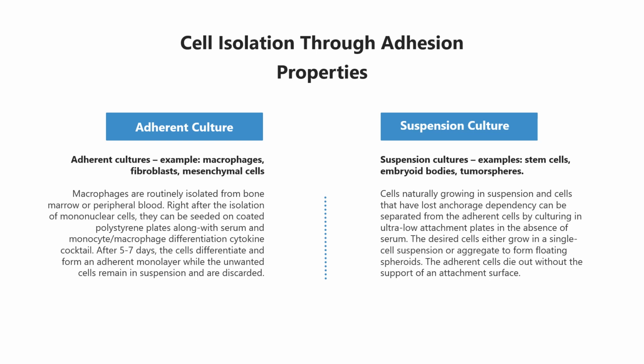Suspension cultures, examples, stem cells, embryoid bodies, tumor spheres. Cells naturally growing in suspension and cells that have lost anchorage dependency can be separated from the adherent cells by culturing in ultra-low attachment plates in the absence of serum. The desired cells either grow in a single-cell suspension or aggregate to form floating spheroids. The adherent cells die out without the support of an attachment surface.